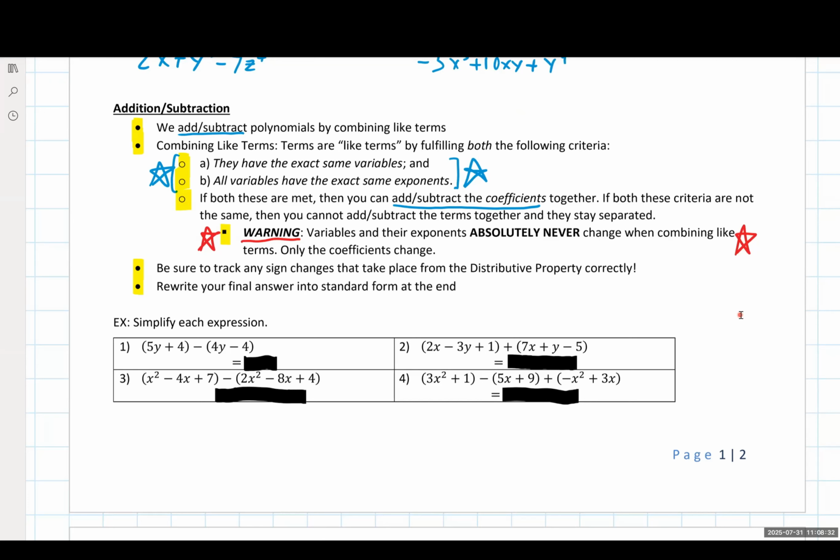So when we combine like terms, it is only the coefficients that add together. The variables stay the same and the variable exponents stay the same. They never change. Okay.